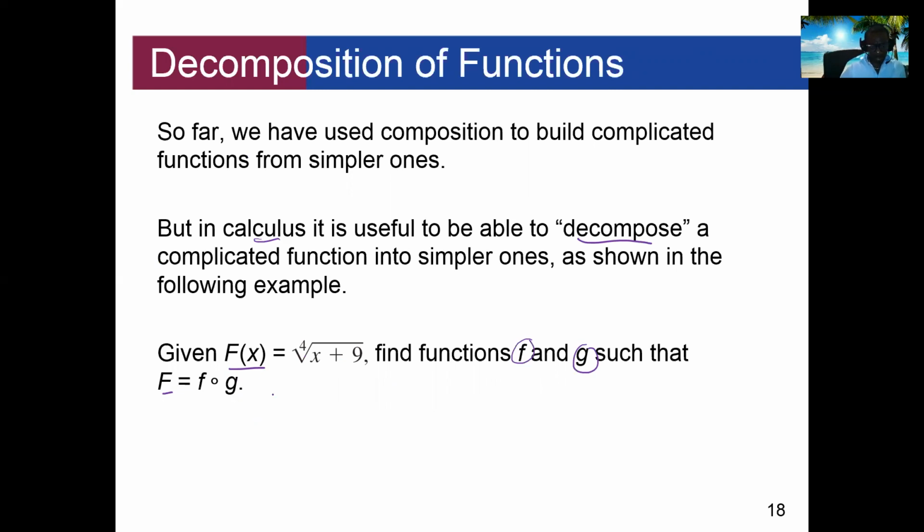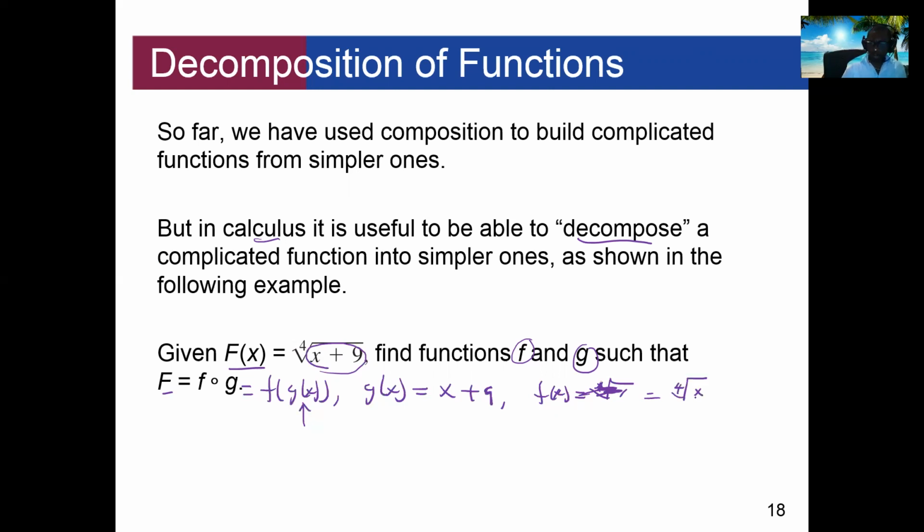So in this case, if I look at this function here, I notice that this is the inner function. So this is f of g of x. This is my inner function. Therefore my g of x, the simpler one, will be x plus 9. And then my outside function, f of x, will just be the 4th root of x.